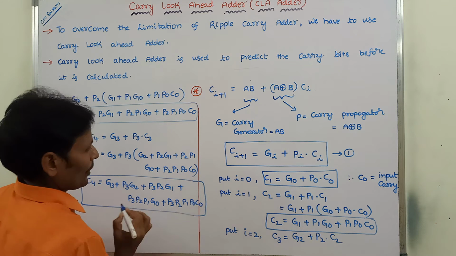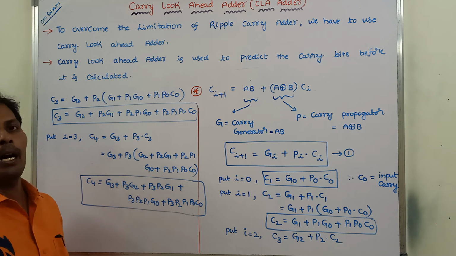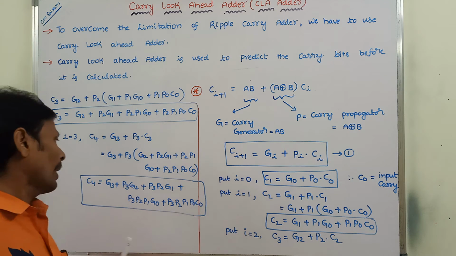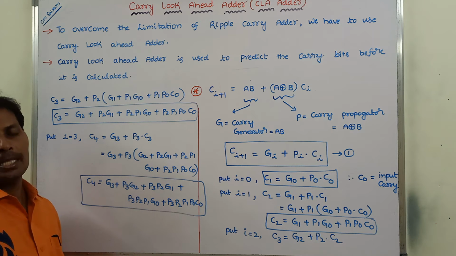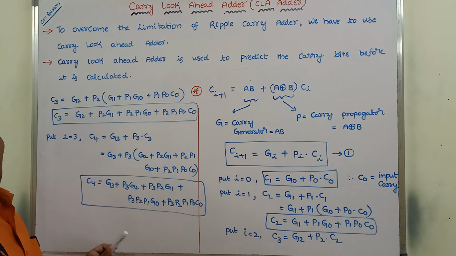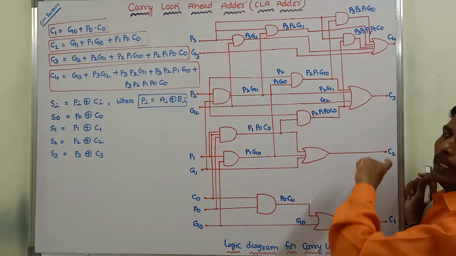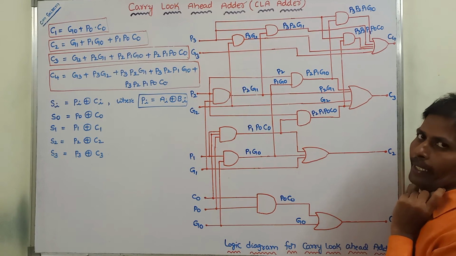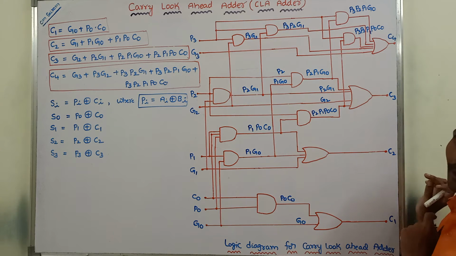So in this way we have to predict the carry bits, that is C1, C2, C3 and C4. Once we get the C1, C2, C3, C4 values, then we have to draw the logic diagram. Now this is the logic diagram of the carry look ahead adder. So C1, C2, C3, C4 are the output carries.